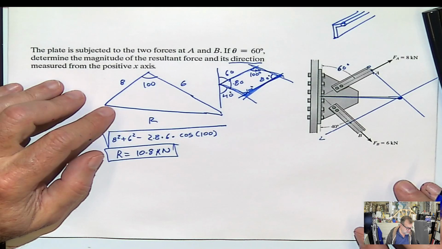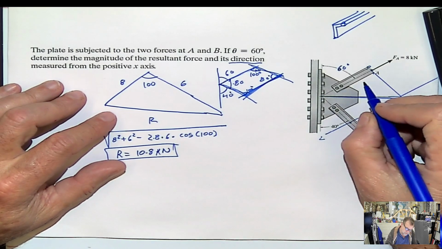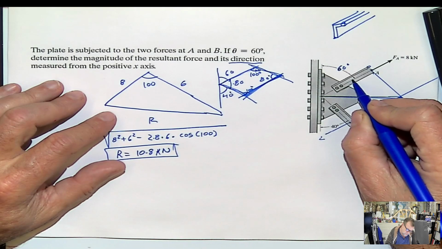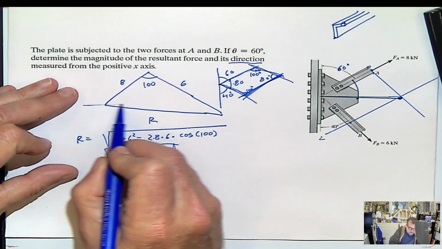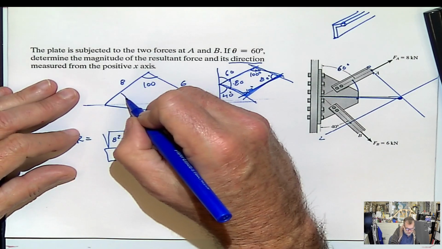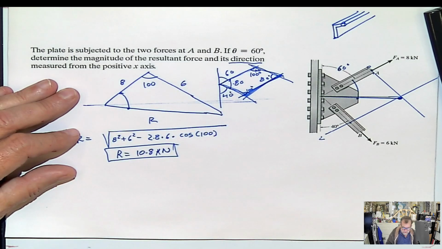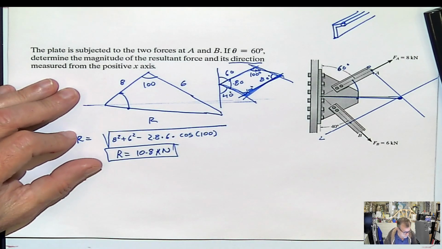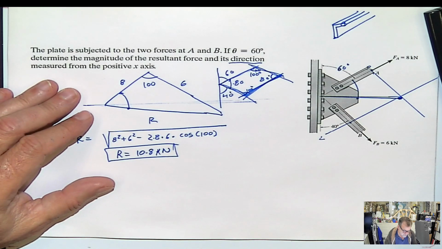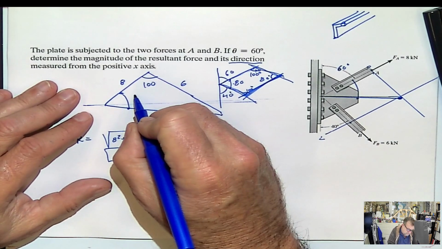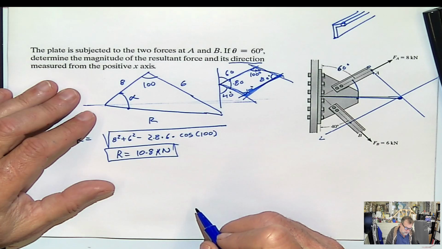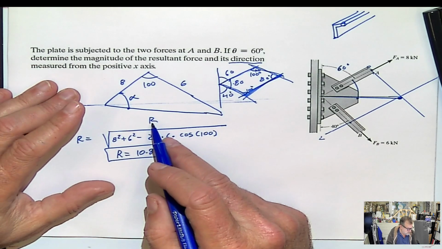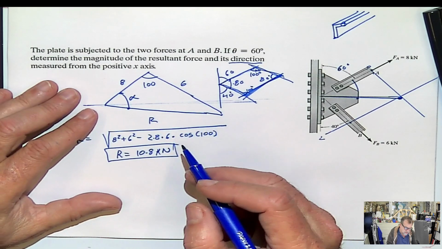We need another angle. So I can calculate, for example, this angle, that angle, because I know this is the x. So if I calculate this angle here, I can basically know what I'm looking for. So let's calculate this angle alpha here. And I can calculate that using the resultant that I just got and using the law of sines.